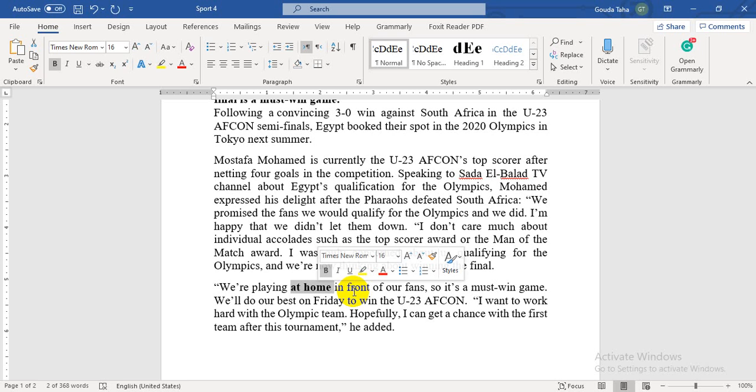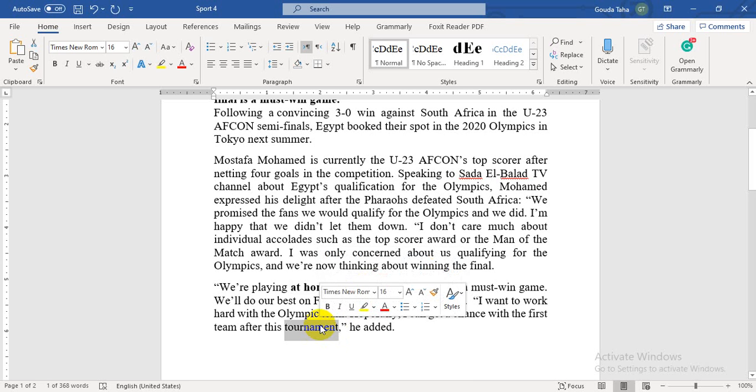We'll do our best on Friday to win the U23 AFCON, and I want to work hard with the Olympic team. Hopefully, I can get a chance with the first team after this tournament. Tournament, it means a competition, which is a championship, the competition here.